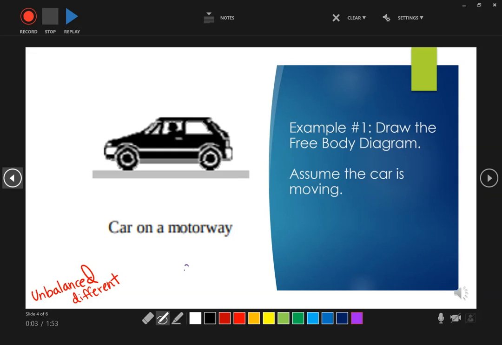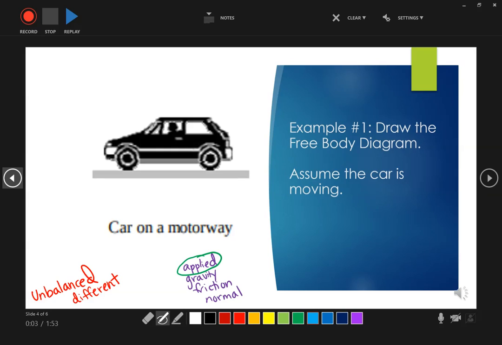Okay, so what's the force then that wins? If we remind ourselves, we have applied, gravity, friction, and normal. So it's unbalanced. So we're going to have at least one arrow that's different. What is the force that's going to win? In this case, the force that's going to win is the applied force, right? Because you're applying gas to the car. So that is your push on the car. All right. So the applied force then will be slightly longer than your other forces.